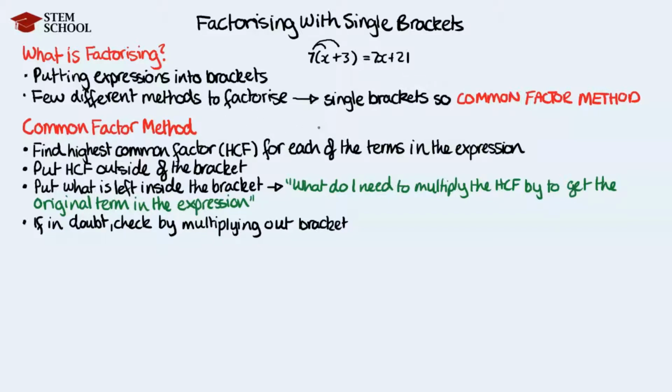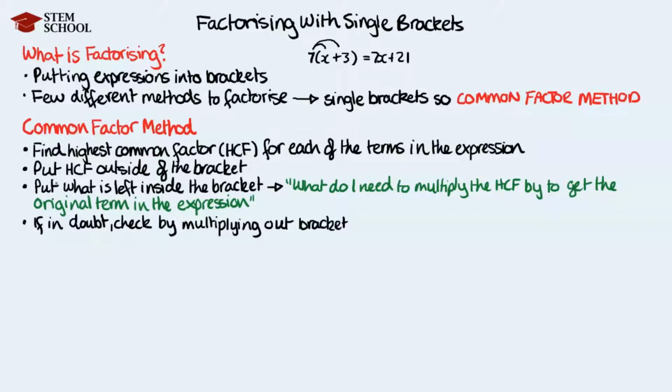As we're dealing with single brackets in our early stages of algebra, we're dealing with the common factor method. So how to work these out? What you have to do is to find the highest common factor for each of the terms in the expression. So as a reminder, a term is just the x and then the 3, so that's 2 terms there, okay?